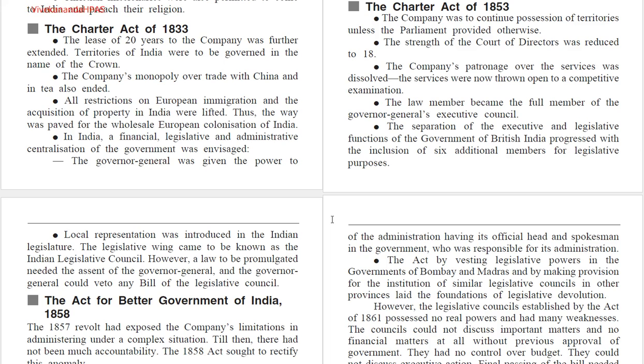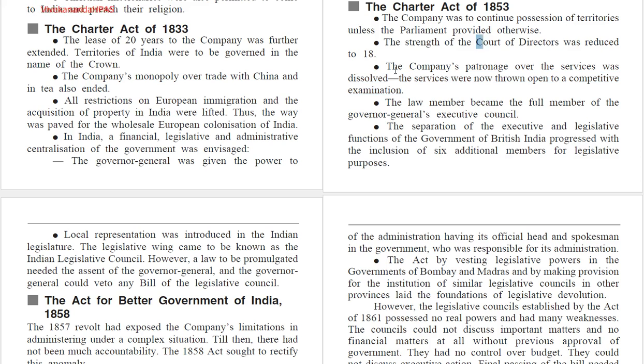So there was a Macaulay committee that was appointed in 1854. Now in the 1853 Charter Act, the open competition system was announced. It is not written here. So the services were now thrown open to competitive examination. In the Charter Act of 1853, open competitive examination was announced.